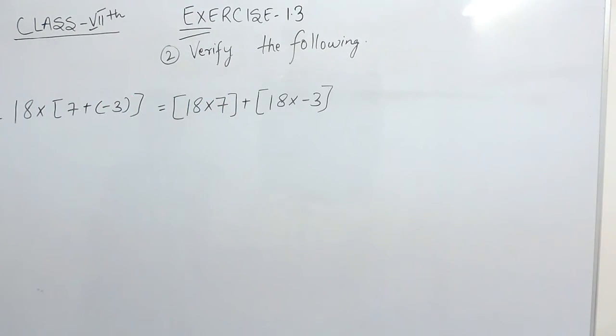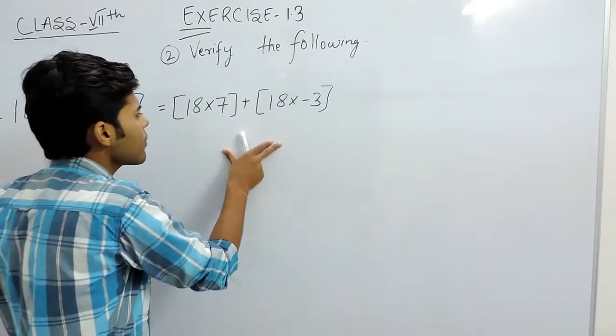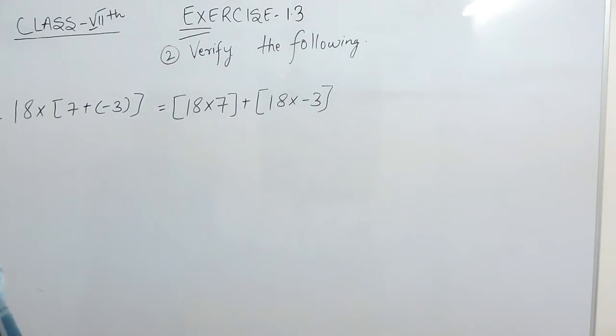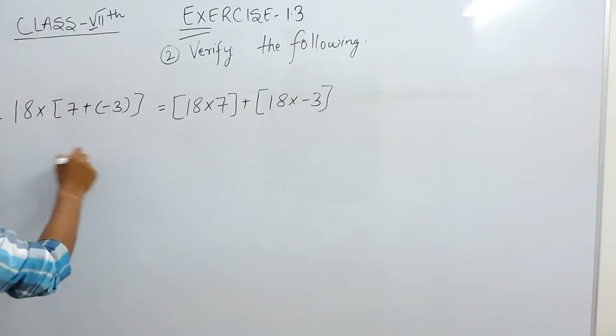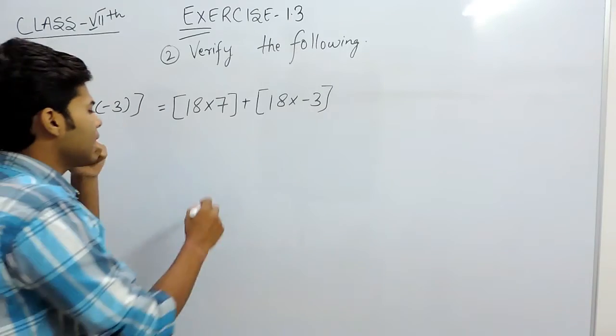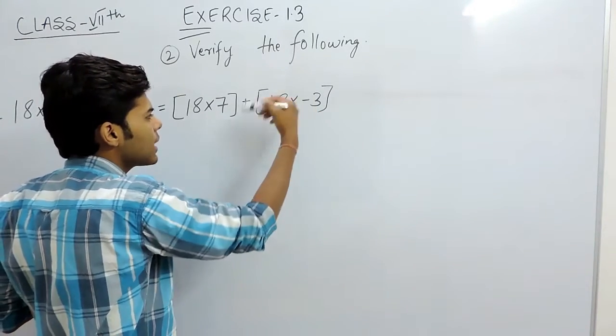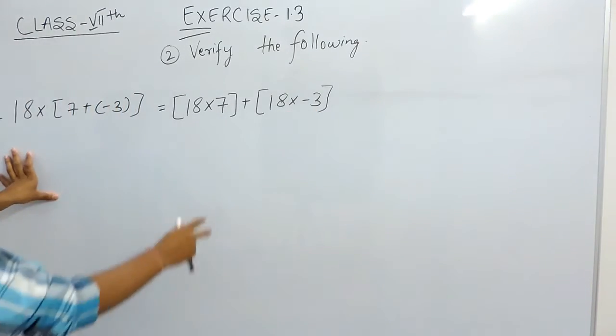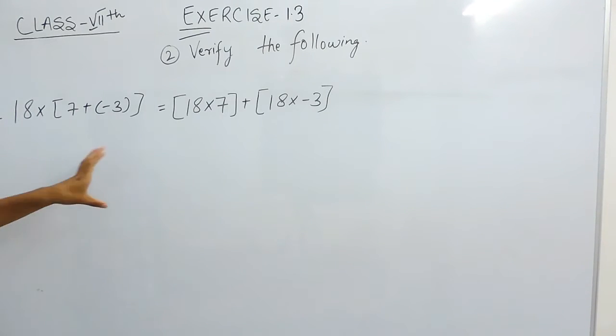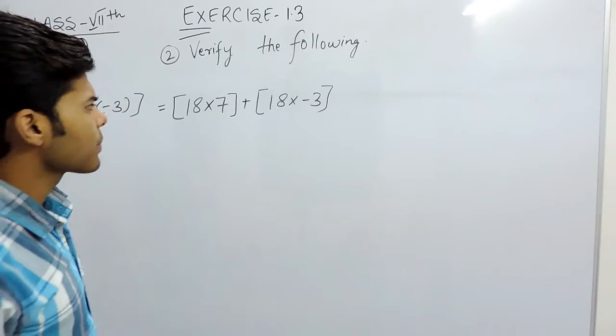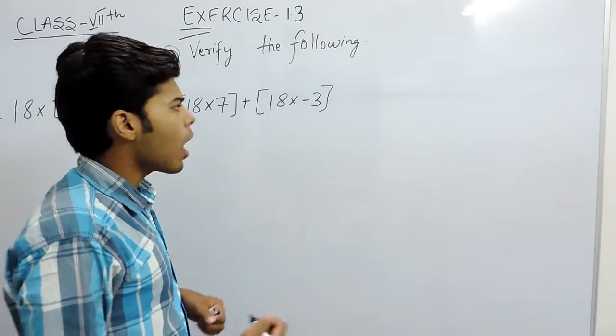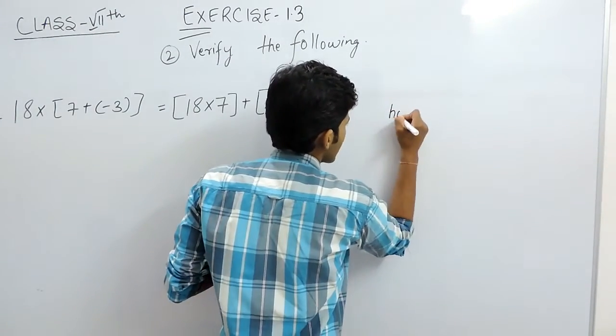Hello students, now we'll solve the second question of exercise 1.3 and here we have to verify that the left hand side should be equal to the right hand side. So there are two ways of solving. The first is that you solve the left hand side, this complete equation, and you solve the right hand side, means multiplying this and multiplying this, and then you calculate whether left hand side is equal to the right hand side or not. Or the second way is I can tell you how to take common.